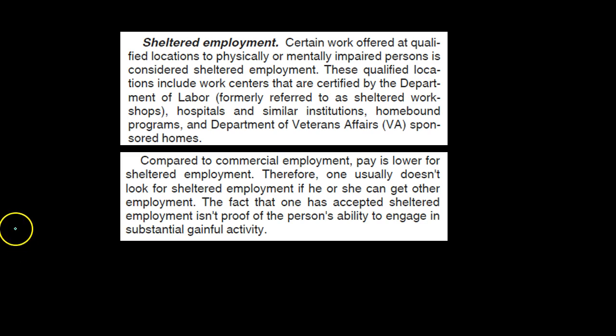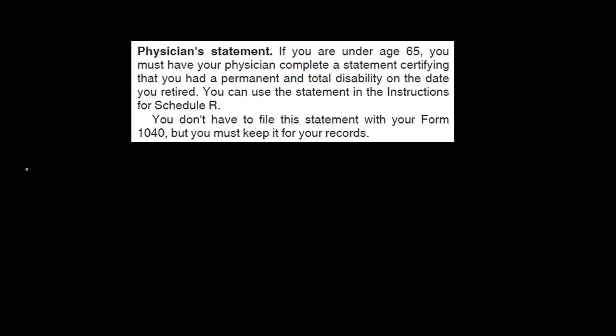So they're saying basically if you got work at sheltered employment, it's below the normal market rate and therefore doesn't qualify as gainful activity, and because it does not qualify as gainful activity, you may still qualify for the credit, even if you have that sheltered work.